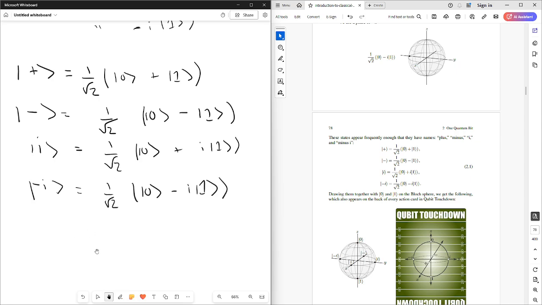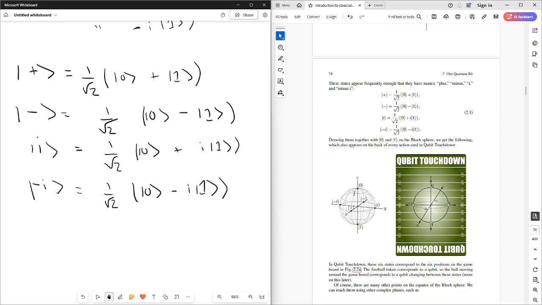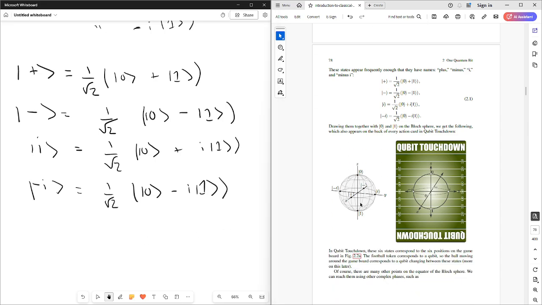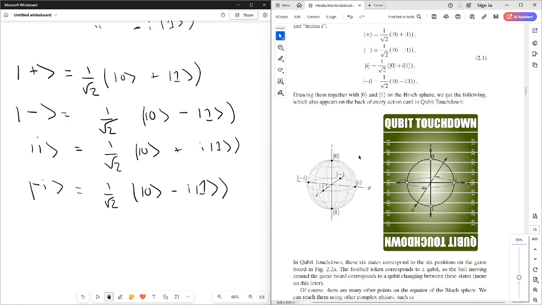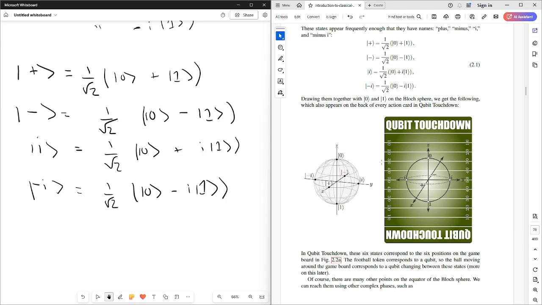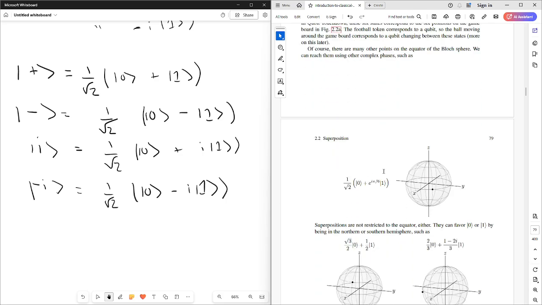All right, foundational states there. You can see here we've got this lovely picture. So 0 and 1 are the poles of the z-axis. The plus and minus states are the poles on the x-axis, and i and minus i, pardon me, are the poles on the y-axis. And we'll see later, I believe we'll do some calculations of basis states here.